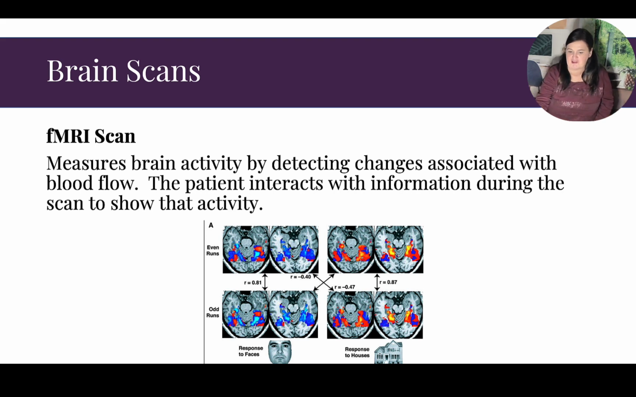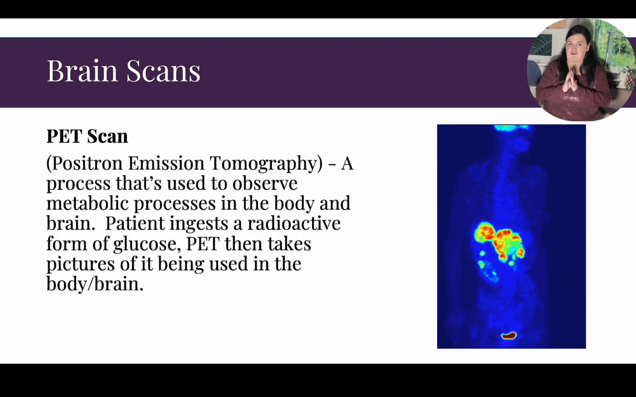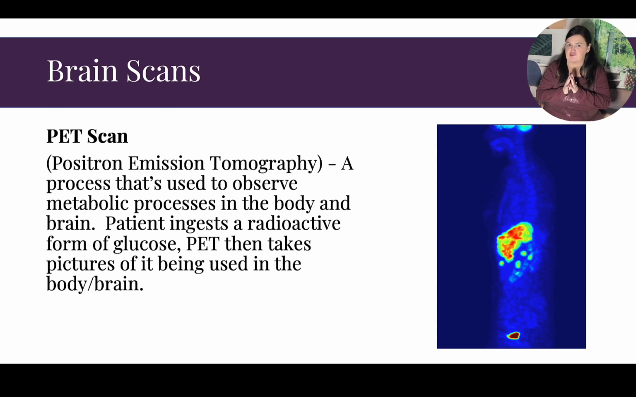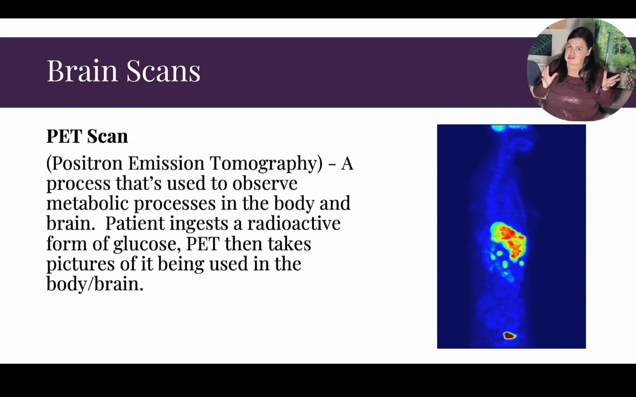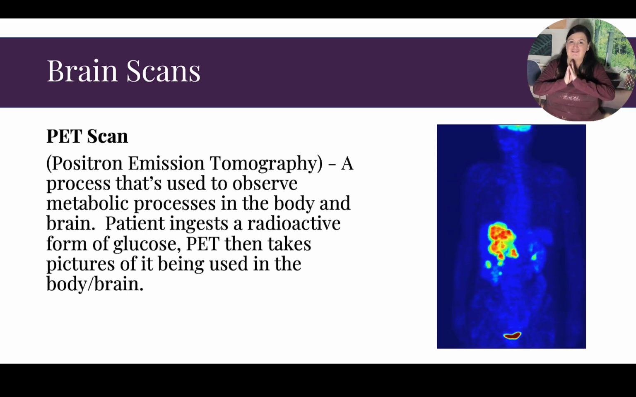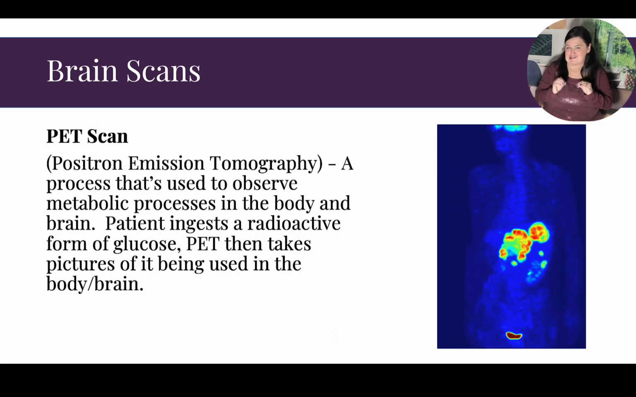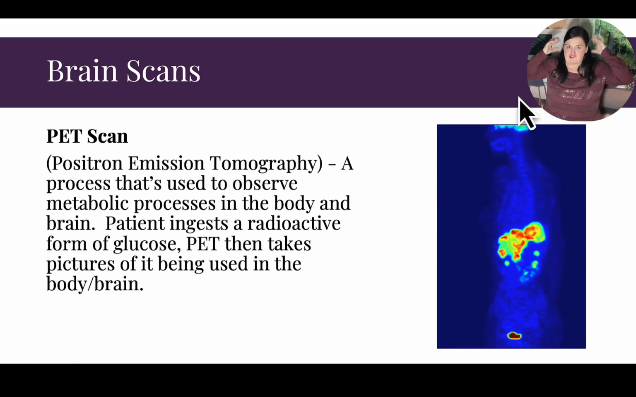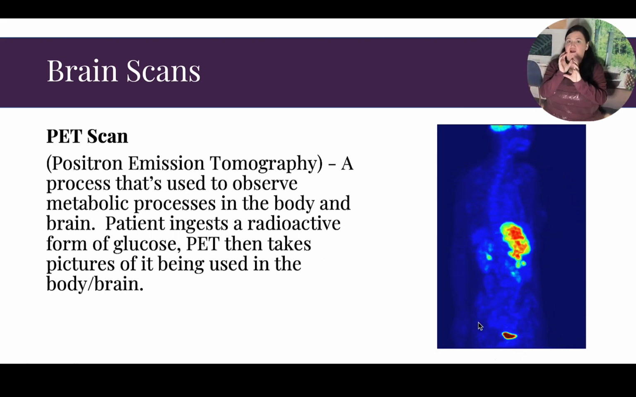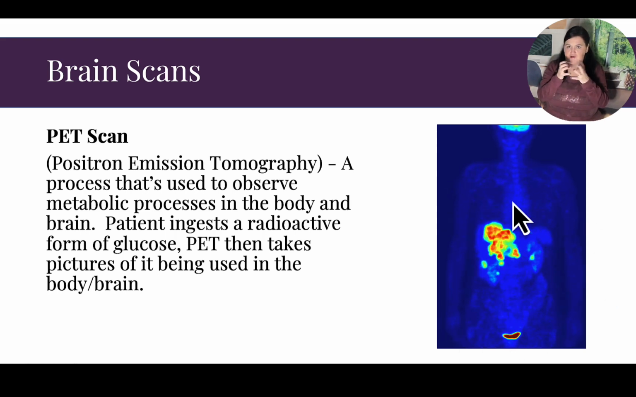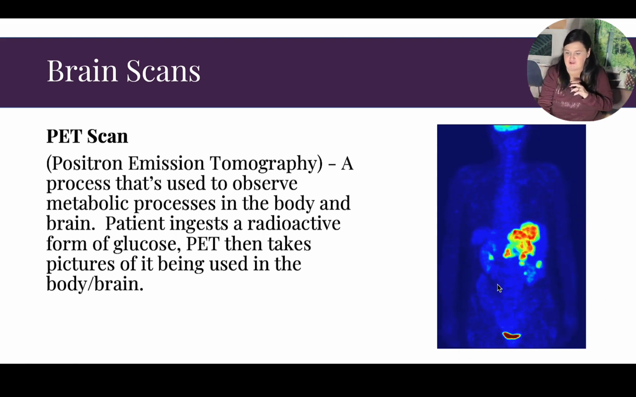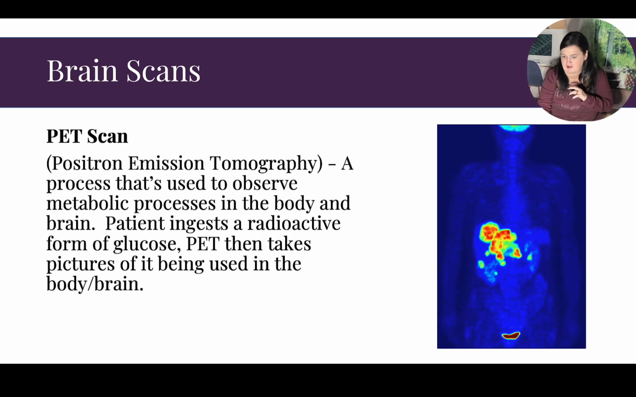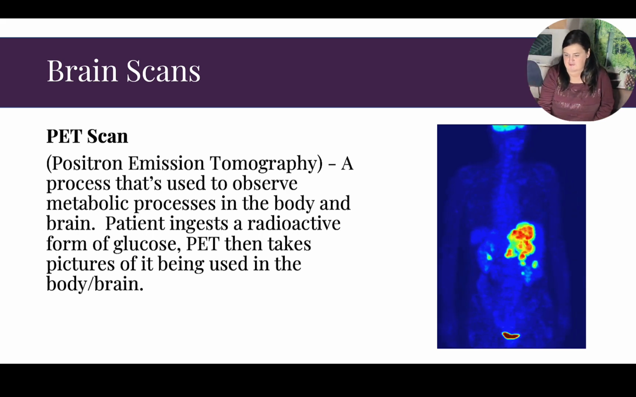Okay, the next scan is called a PET scan. A PET scan is positron emission tomography, which sounds like a transformer or something, but it's a process that is used to observe metabolic processes in the body, the processes that take place in the brain. So the patient will drink this radioactive glucose, right? This bright orange drink, and you'll see it down here against the regular body. It lights up with that radioactivity so that you can see what's going on inside the human body or the brain.